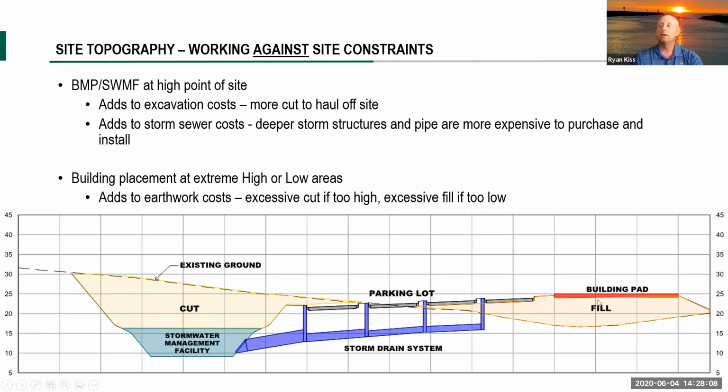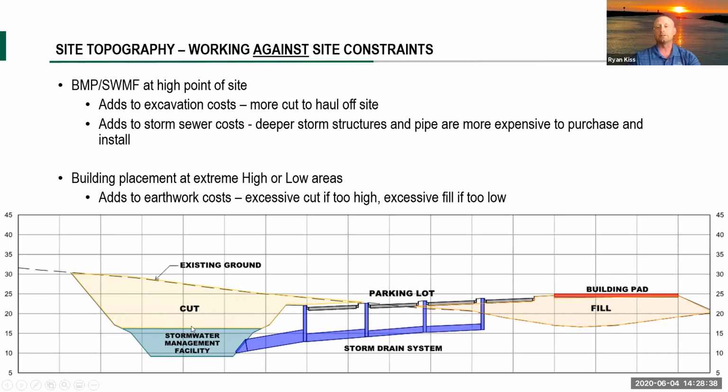And a lot of times this is the way it would have to be. Maybe the building needs to be placed here for visibility from the road or for other reasons. And this is all that we're left with, and we've got to make it work. But we do need to realize that in doing so, we are generating additional costs. The money that it's going to take to fill this section of the site, the depth of the storm sewer, the money that it's going to take to cut the material out of this hillside to be able to dig the stormwater management facility, all of these are driving up construction costs.